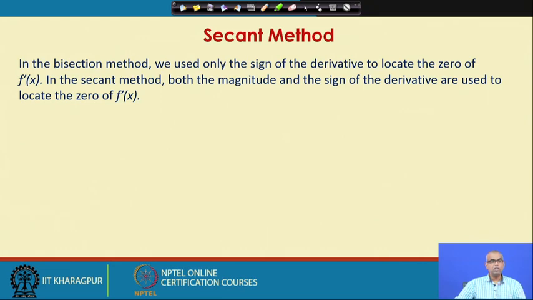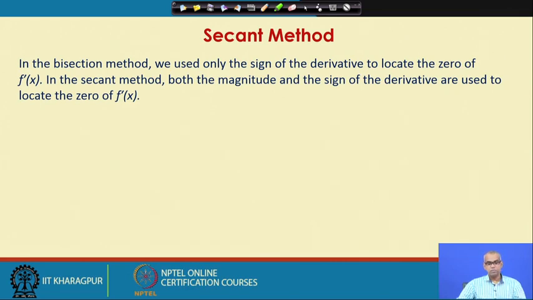After the bisection method, let us talk about the second method. In the bisection method, you used only the sign of the derivative to locate the 0 of f prime x, or to locate the stationary point of the function f x. In the second method, both the magnitude and the sign of the derivative are used to locate 0 of f prime x.